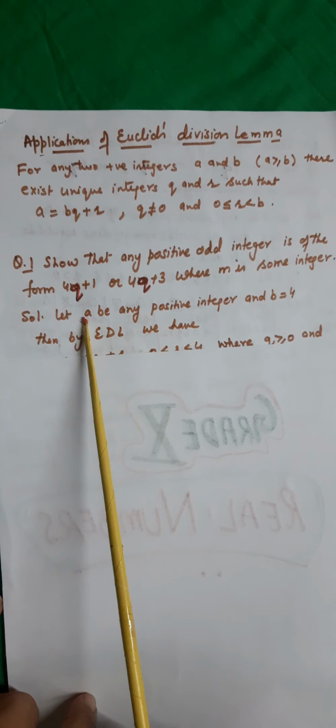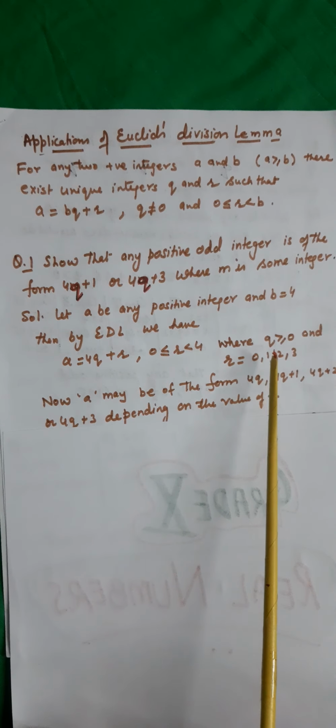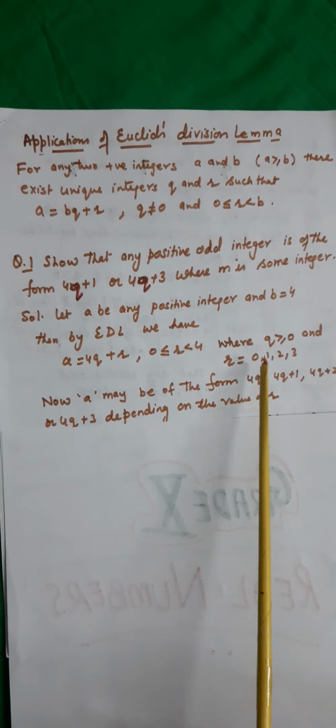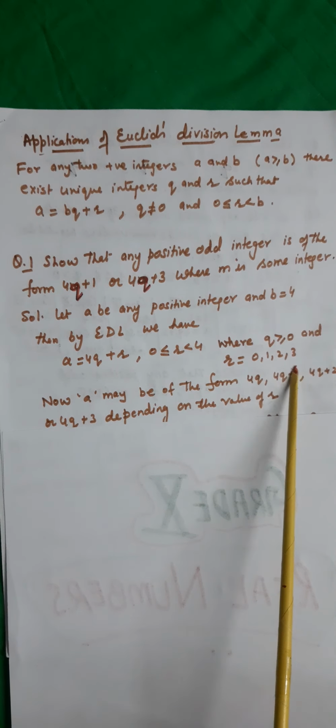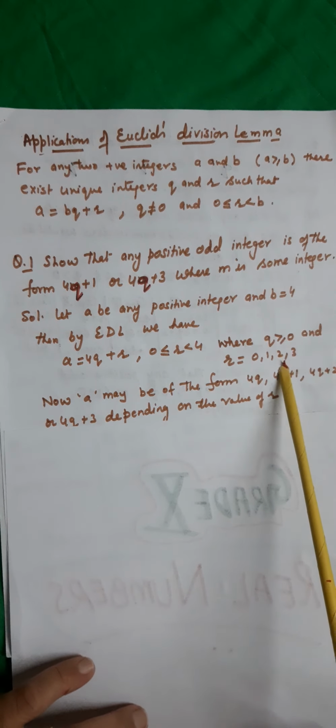So on dividing any positive integer a by 4, I can always write a is equal to 4q plus r, where this remainder will be lying between 0 and 4, 0 and the divisor, where q is greater than 0 and r is equal to 0, 1, 2, 3. See, if you take any integer and divide it by 4, what will be the possible remainders? The possible remainders will always be 0, 1, 2, or 3. It cannot be 4. If it is 4, then we can divide it once again, right?